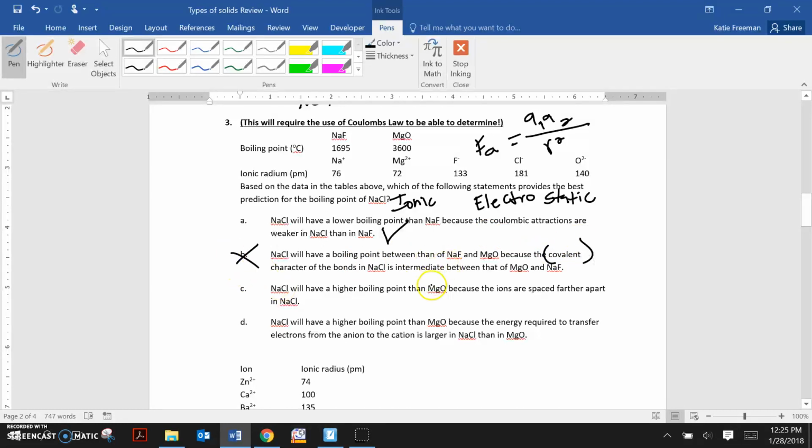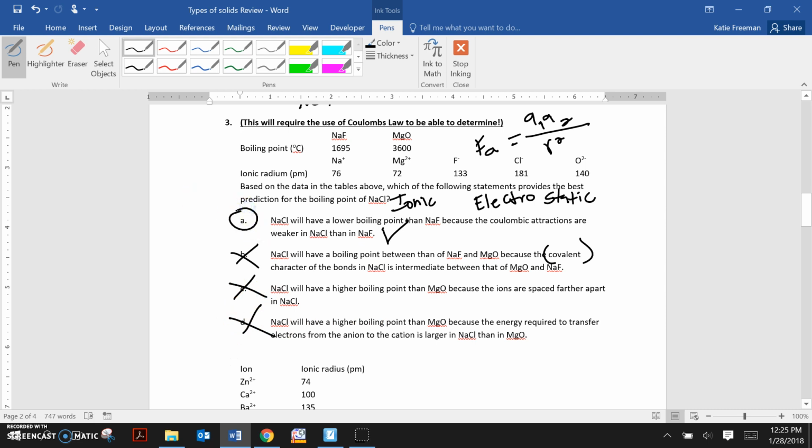Electrostatic is not covalent. C. Sodium chloride has a higher boiling point than magnesium oxide because the ions are spaced farther apart. Does that make any sense according to our Coulomb's law? No. Coulomb's law says the more spaced out they are, that means a larger radius, larger denominator, smaller force of attraction. And D. Sodium chloride will have a higher boiling point than magnesium oxide because the energy required to transfer electrons from the anion to the cation is larger. Well, they're already ions, they've already transferred electrons, that has nothing to do with anything. So we're going to rule that out as well. So our best answer is A.